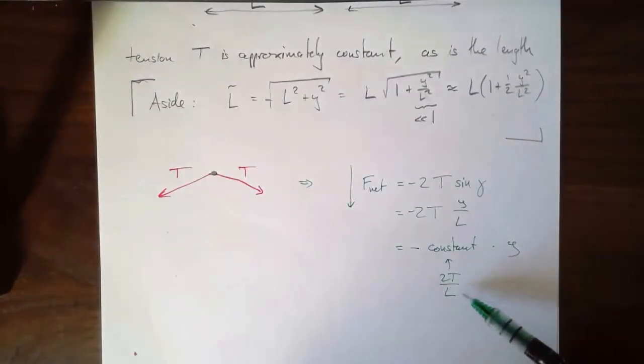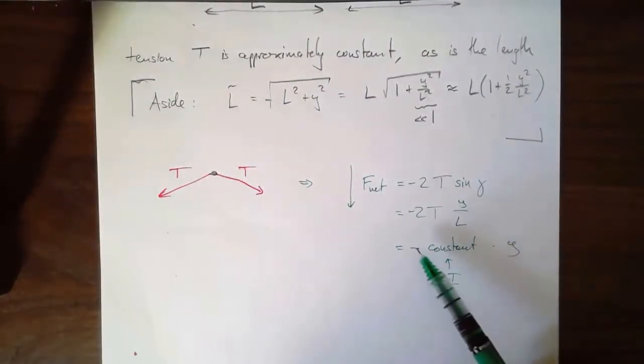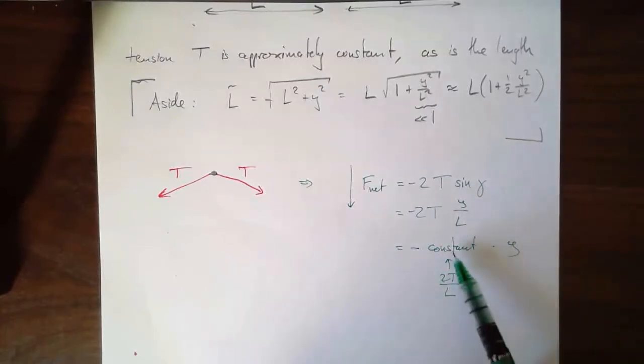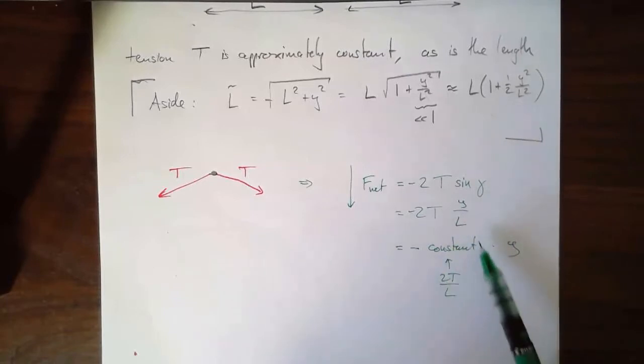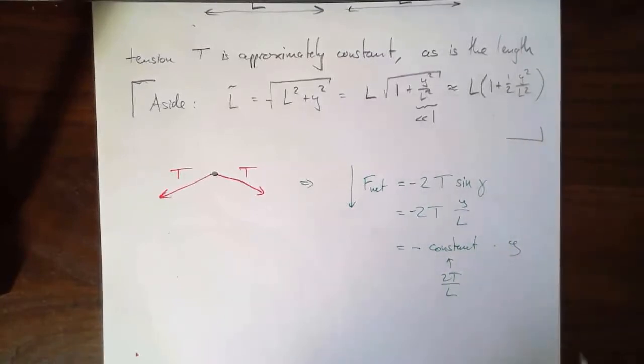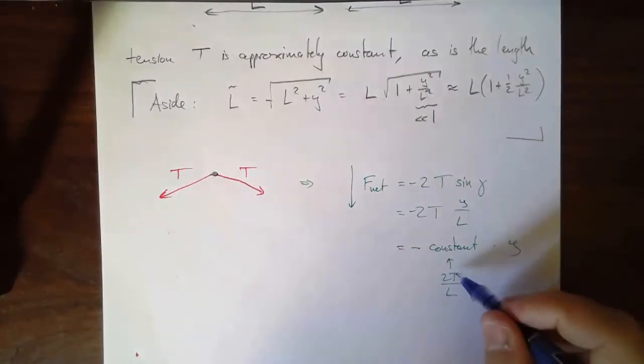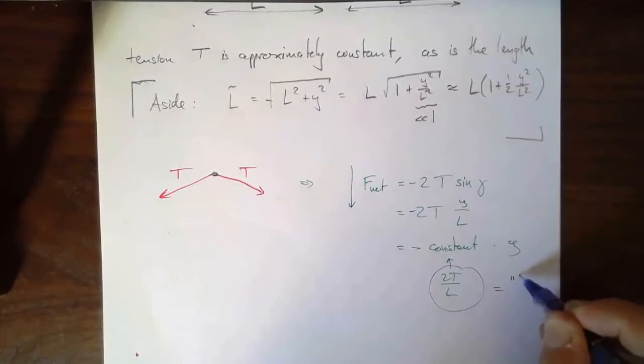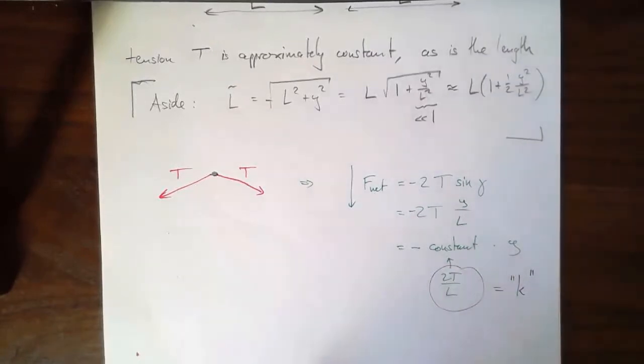So this is my spring constant, right? F is minus kx, ky, who cares what you call your variables. The k in this case is 2T over L. So if I identified my k right here, this thing here, that is my effective spring constant k.